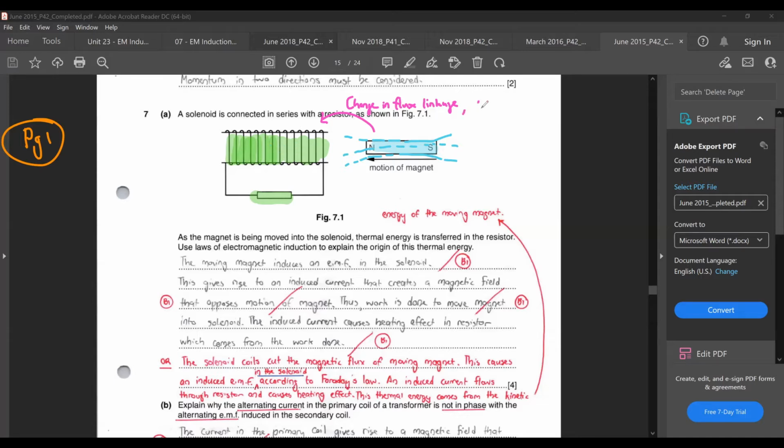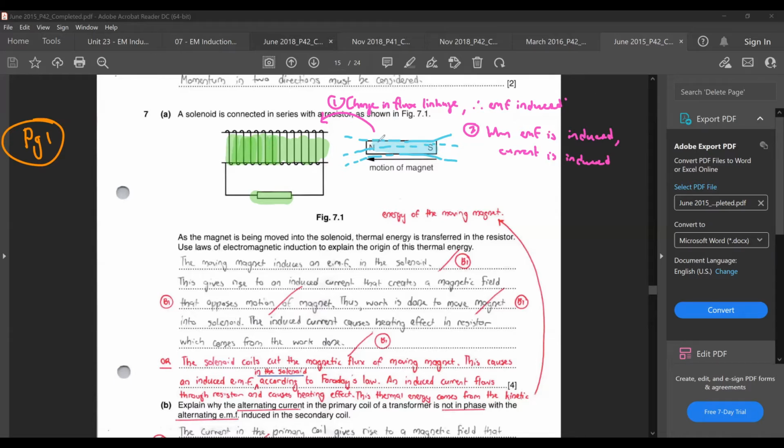You therefore have EMF induced. Now, when EMF is induced, when voltage is induced, current is also induced. Okay, they are both closely related to each other. If you have induced current, it must mean that you have induced EMF. So when EMF is induced, I know that I have current induced.